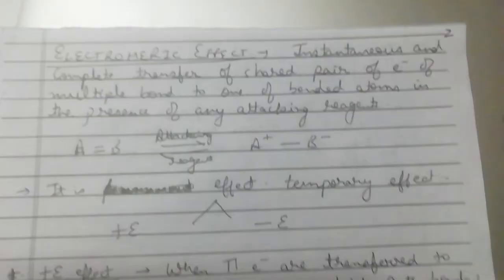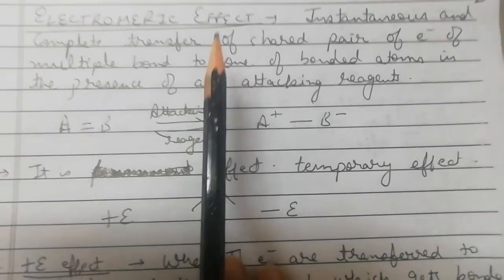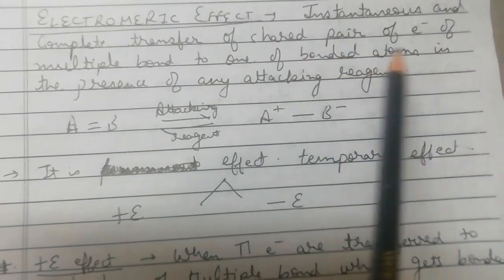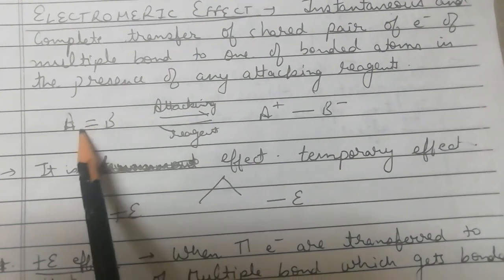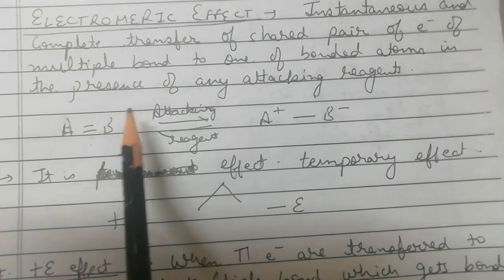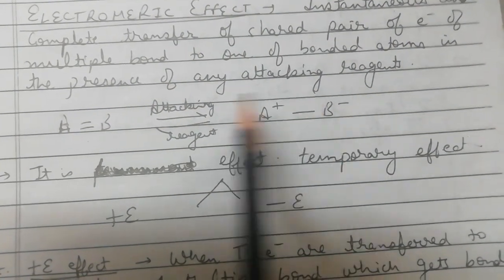So next effect is electromeric effect. So what is electromeric effect? It is instantaneous and complete transfer of shared pair of electrons of a multiple bond to one of the bonded atoms, either to this or to that bonded atom, in the presence of any attacking reagent.